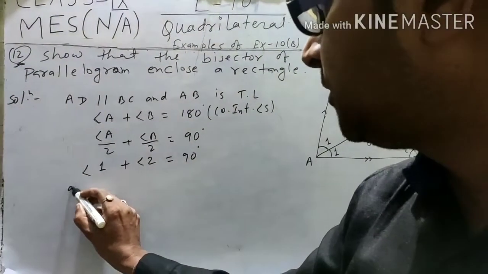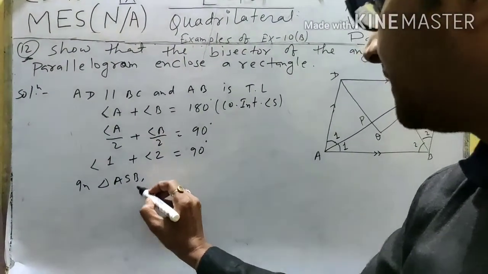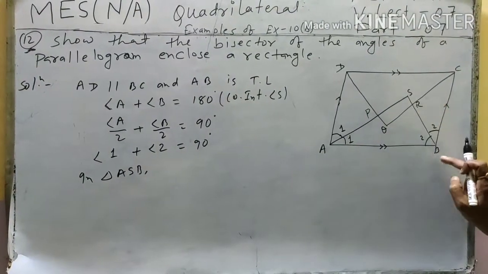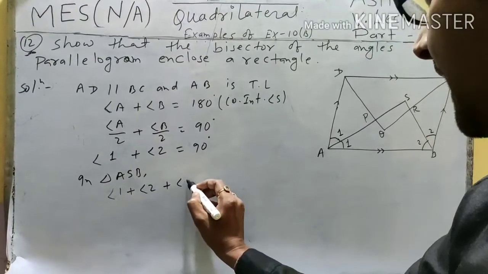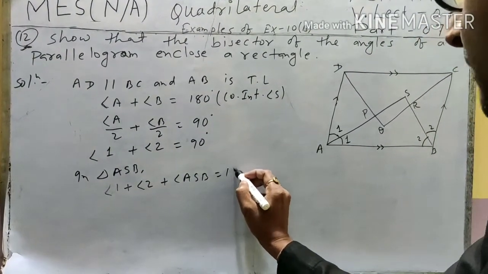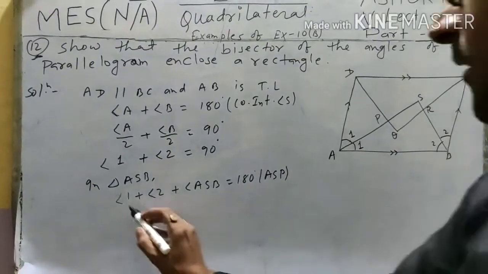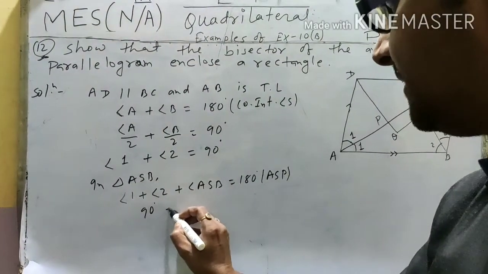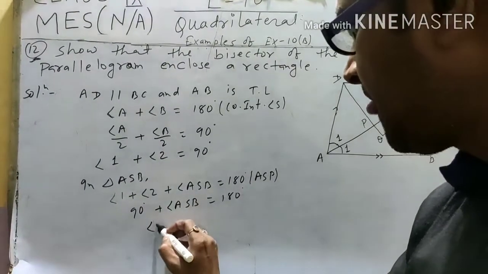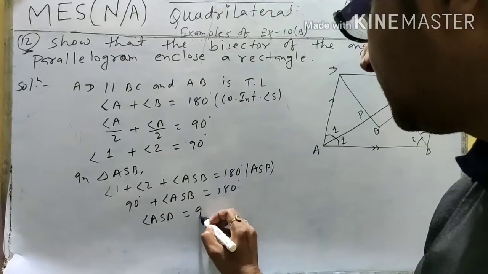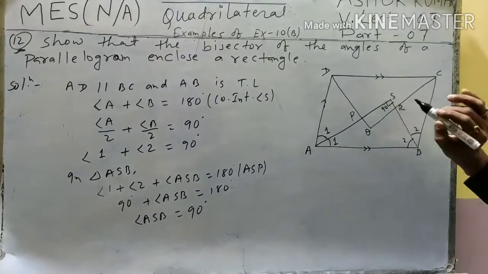Okay, so in triangle ASB, look at the triangle ASB. Angle 1 plus angle 2 plus angle ASB is equal to 180 degrees by the angle sum property. Angle 1 plus angle 2 is already 90 degrees, so angle ASB is equal to 90 degrees. So, student, we proved this angle is 90 degrees.